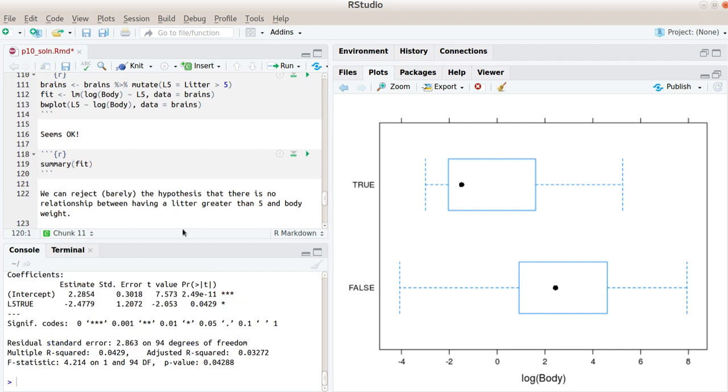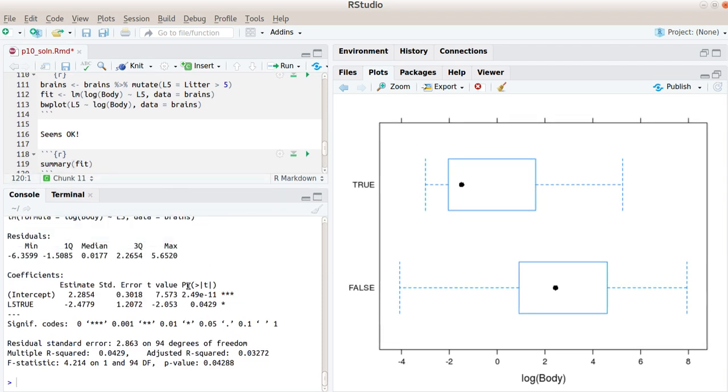So we'll do the summary of the fit. And what we see here is that, yes, this is significant, because this p-value is smaller than 0.05. When you're predicting the log body from those 2 categories, if the category is true, you predict this minus this, and if the category is false, you just predict this. We can reject the hypothesis that this number is 0, which means there is a difference between the 2 categories, so we can conclude that there is an association between letter size and the body weight. So that's great.